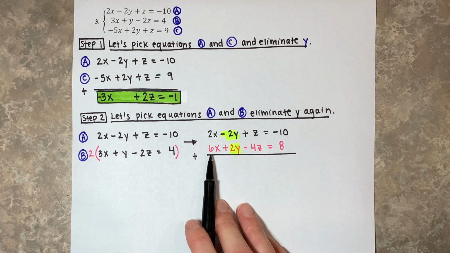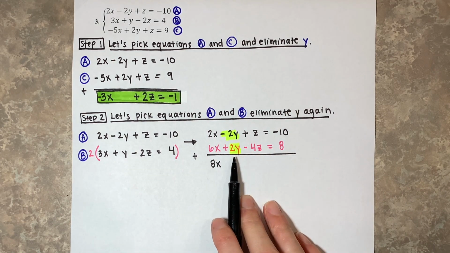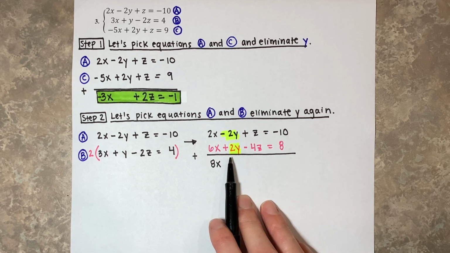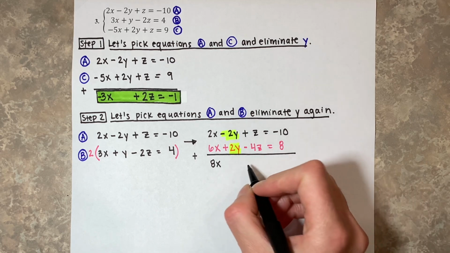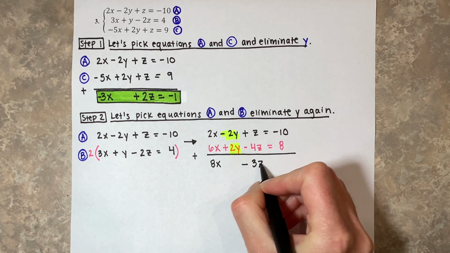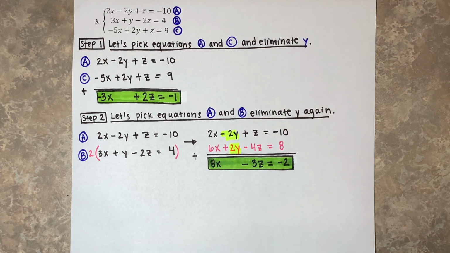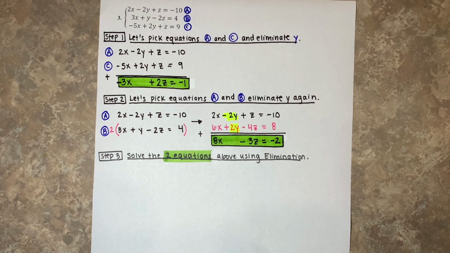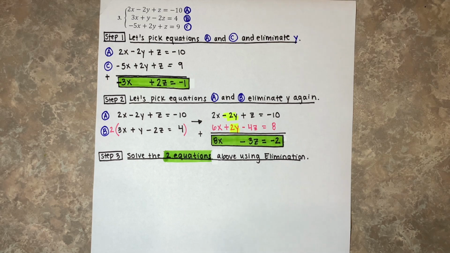2x plus 6x will give us 8x. Negative 2y plus 2y will give us 0. The y's will be eliminated. 1z plus negative 4z will give us negative 3z. And negative 10 plus 8 will give us negative 2. And I went ahead and boxed and highlighted this answer here because we're going to use this answer in step 3. Now for step 3, we're going to solve the two green equations above using elimination.